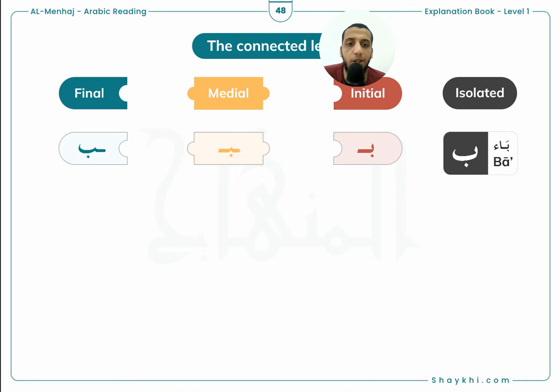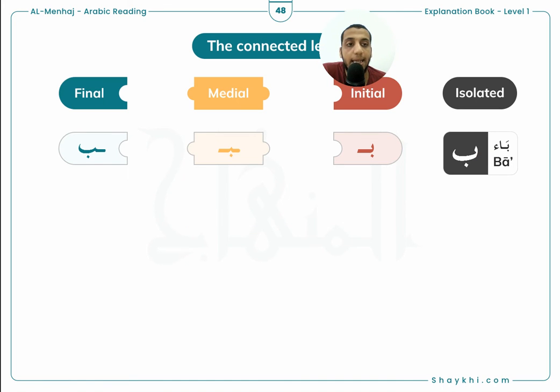Okay, it looks like the isolated form, but we will add a line before, like this. So this is the isolated form, we will add a line like this. So this is the final form.